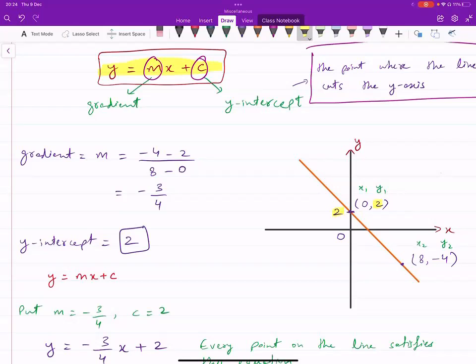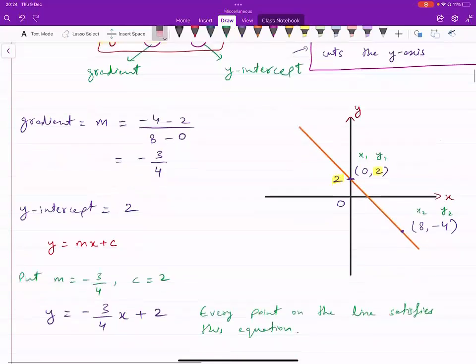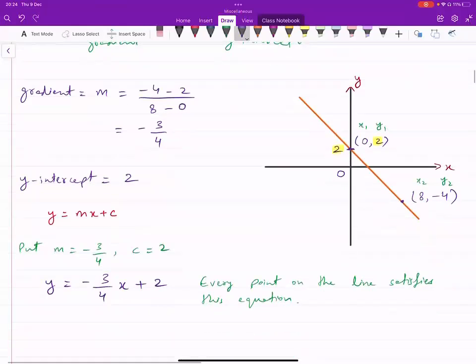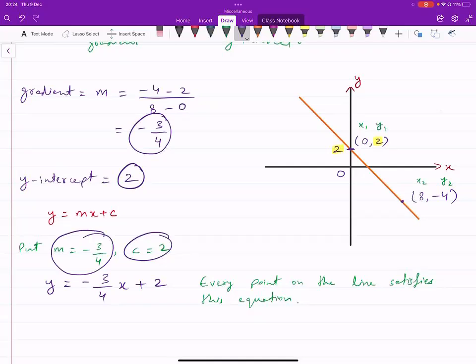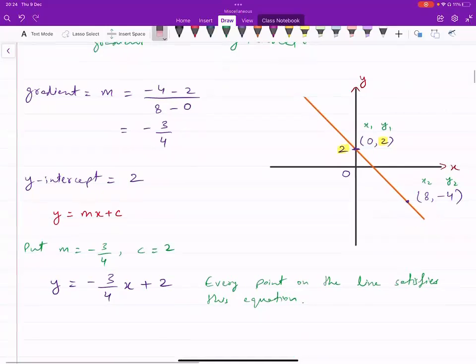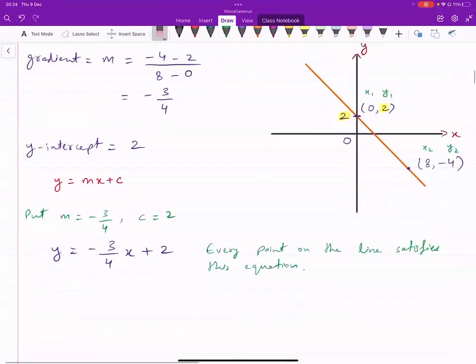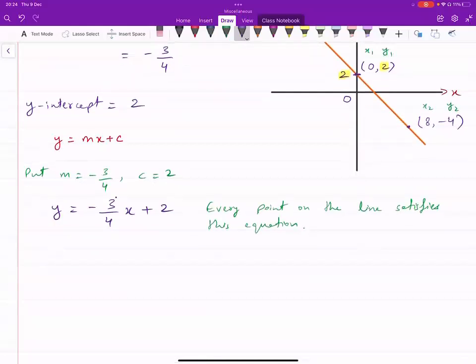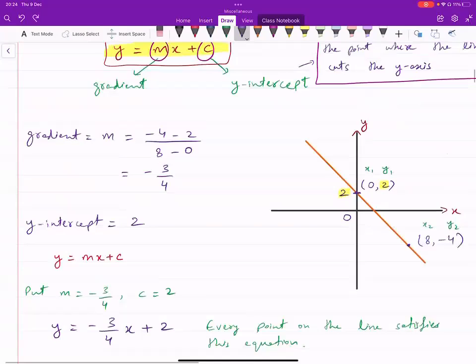You've got the y-intercept. You've got the gradient. आपको सिर्फ क्या करना है, उसके अंदर values input कर देनी है. Gradient is -3/4. The y-intercept is 2, so c is 2 and m is equal to -3/4. You just input these values in the formula y equals mx plus c and you get your equation, right? So y equals mx plus c के अंदर m की जगह -3/4 डाल दिया, c की जगह 2 डाल दिया. You get the equation of that line. Now this is one way to find equation of a line.